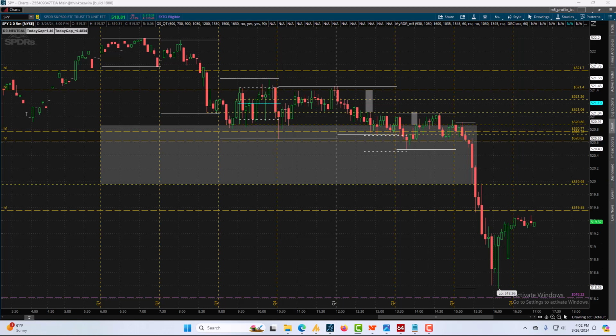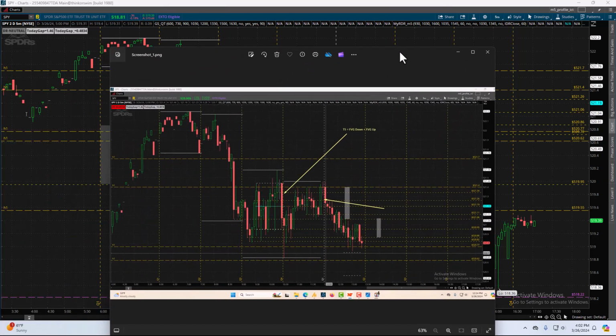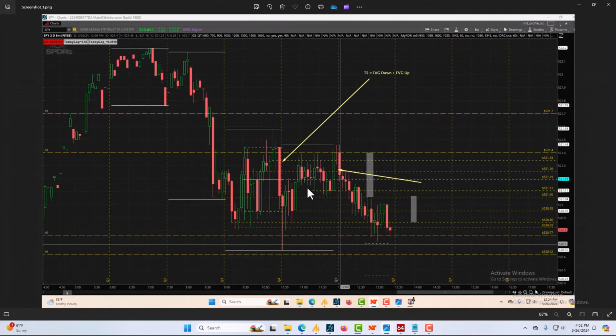Yeah, synchronous out right here. So basically the turtle soup is happening right here. When we have a gap down and then a gap up, overlapping, fair value gap down, fair value gap up, that's where the turtle soup false breakout is going to happen.